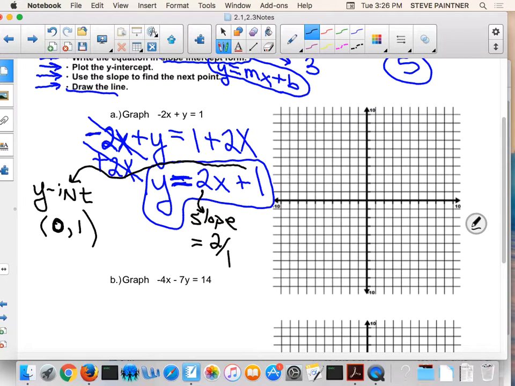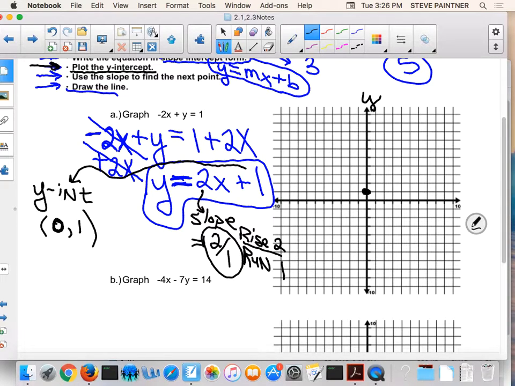So to graph it, you got to go up here, and now you got to plot the y-intercept. Okay, so on the y-axis, where do we go? We go to 1. Okay, and from there, we do whatever the slope tells us to do. And here, the slope is telling us to rise 2 and run 1.